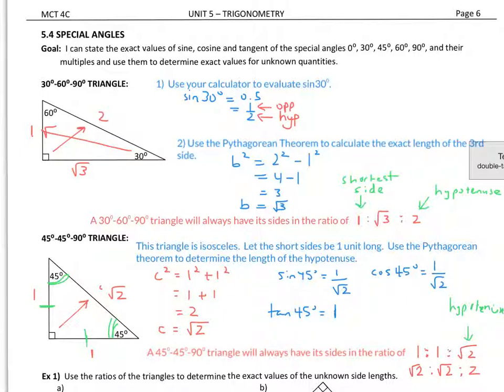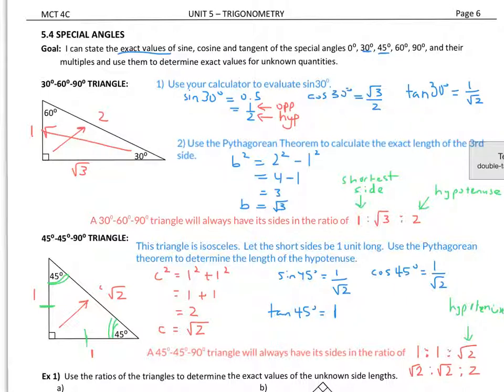If I slide back up to my 30, 60, 90, we could look at the sine of 30 degrees. That we already know is 1 over 2. The cosine of 30 degrees, so I'm sliding back up to the first example here, would be adjacent, which is root 3 over 2. And the tan of 30 degrees is going to equal opposite, which is 1 over adjacent, which is root 3. So these are the exact values of the 30-degree angle and the 45-degree angle.